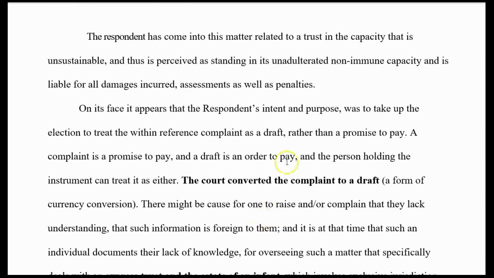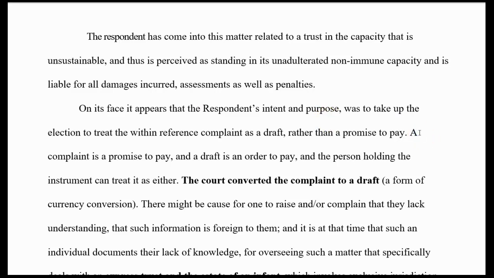The respondent has come to this matter related to a trust in a capacity that is unsustainable, and thus is perceived as standing in its unadulterated, non-immune capacity, and is liable for all damages incurred, assessments as well as penalties. On its face, it appears the respondents, by the way, this is the court or the United States or the attorney, whoever came against you, the intent and purpose was to take up the election to treat the within reference complaint as a draft rather than a promise to pay.